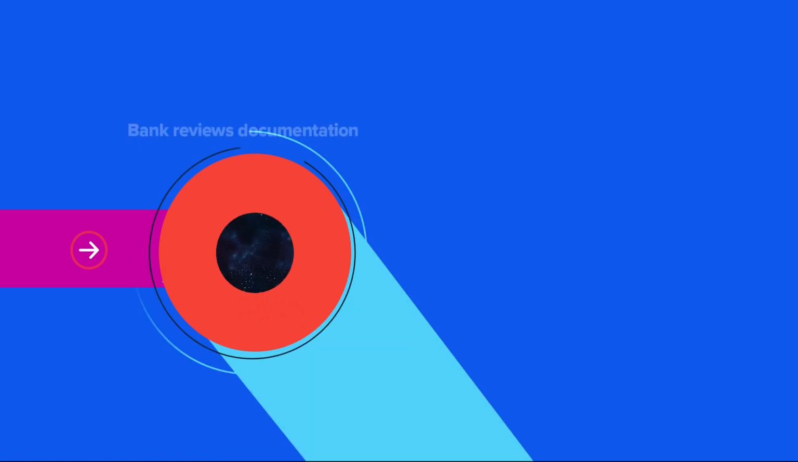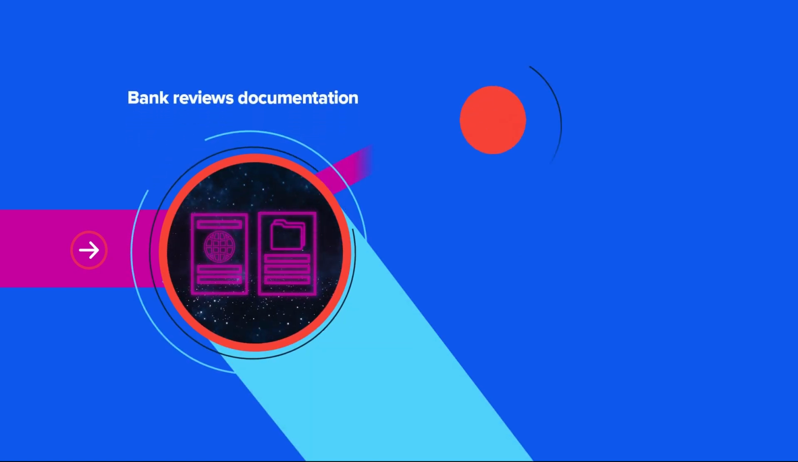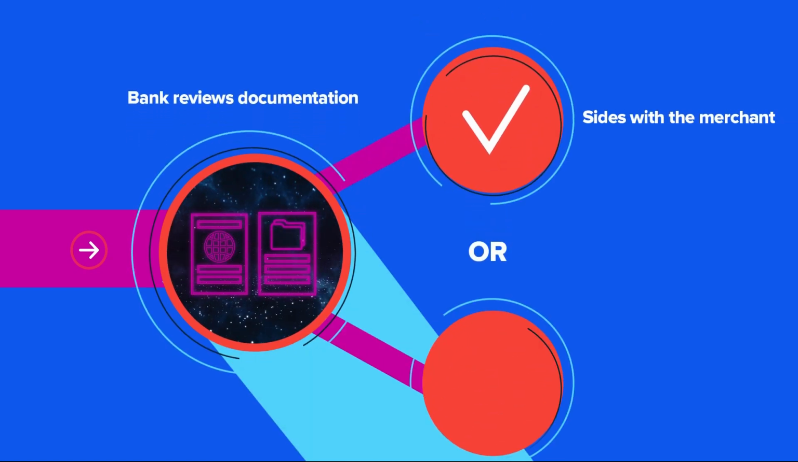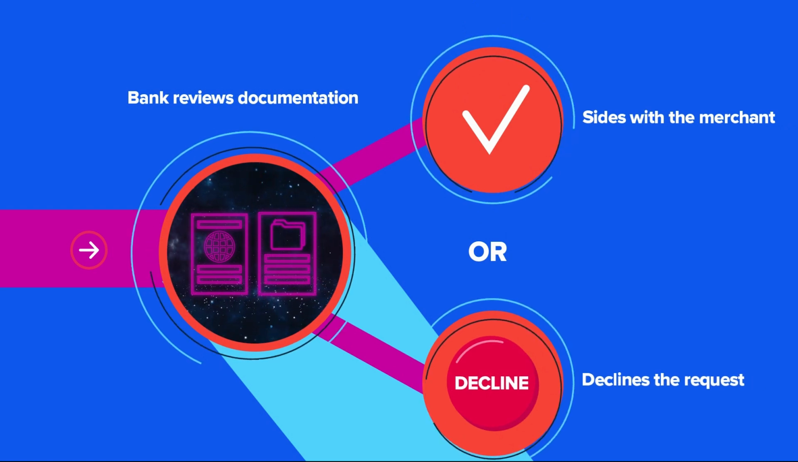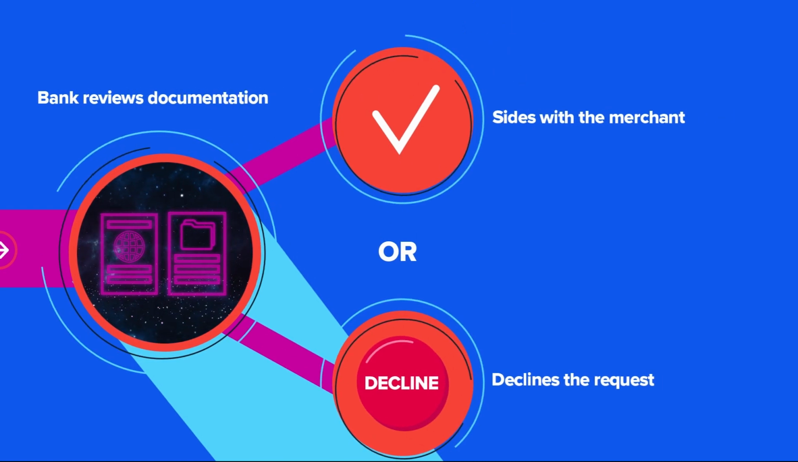The cardholder's bank reviews the documentation and either sides with the merchant and orders to put the money back in the merchant's account, or finds it insufficient and declines the request.